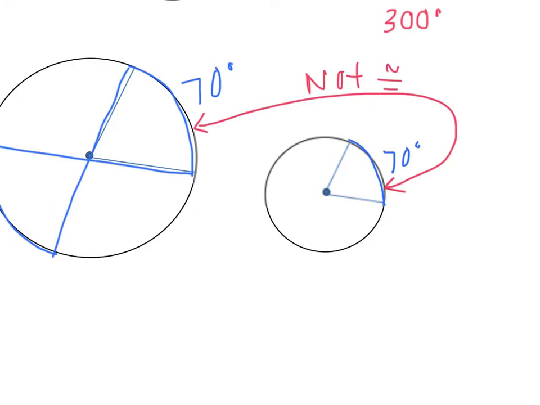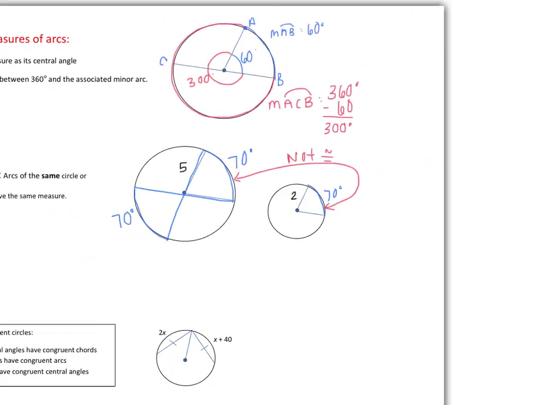You might also be given a radius. We'll say this radius is 5 units long and this radius is only 2 units long. So these circles are not congruent because this radius is much larger than this radius. So even though these two arcs have the same measure, they're both 70 degrees, because these two circles are not congruent, these arcs are not congruent.